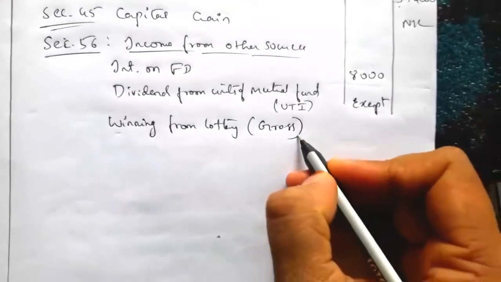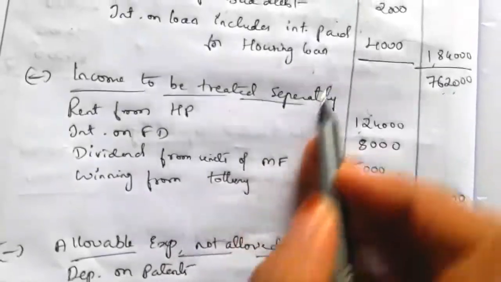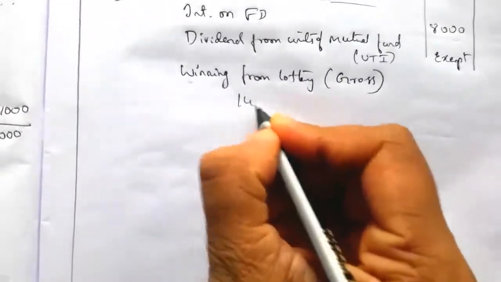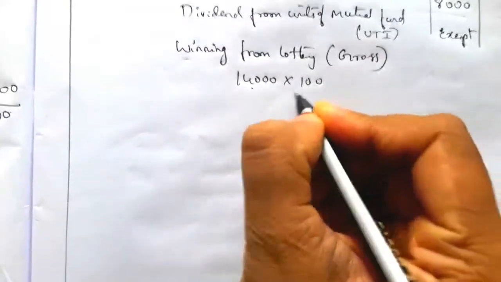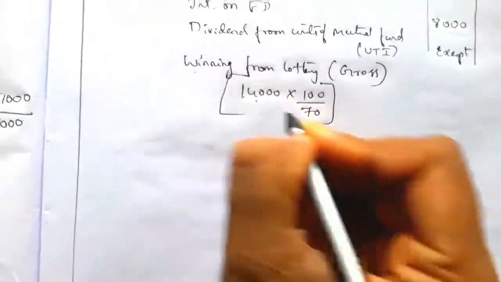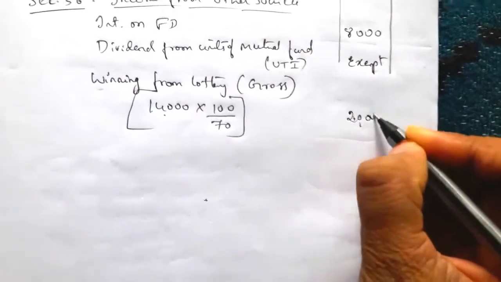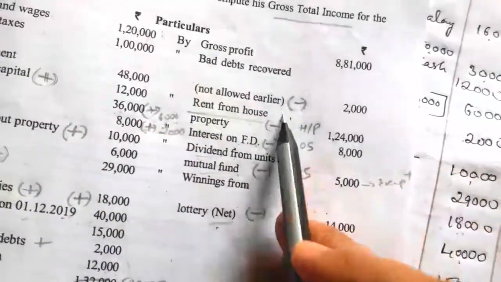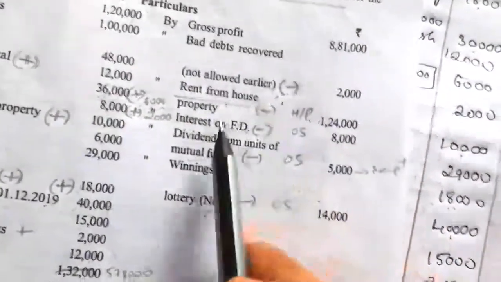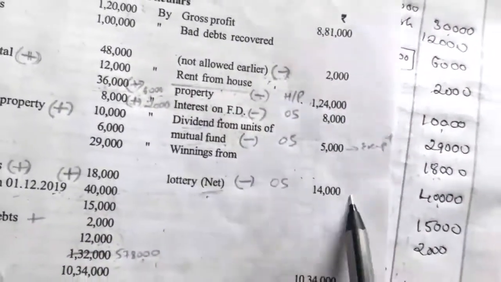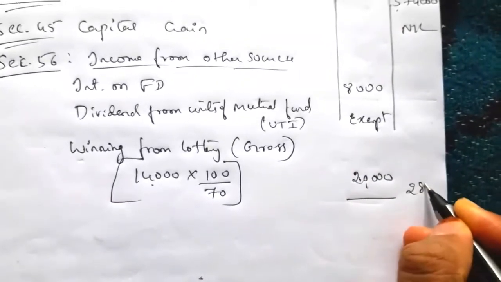So winning from lottery, here we have to take the gross value. Don't apply the rule here, don't gross up the rule here under income to be treated separately. So here gross up means what? We have to take the value, how much? 14,000. 14,000 into 100 by 70. Gross up means 100 by 70. So it is equal to rupees 20,000. So there is no other item. This is done. Rent from house property treatment, interest on FD also done, dividend done, and winning from lottery also considered. So the total income from other source is 28,000.